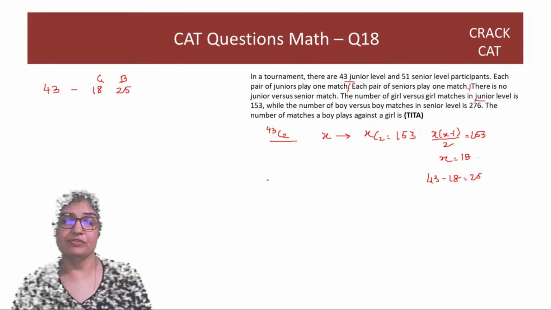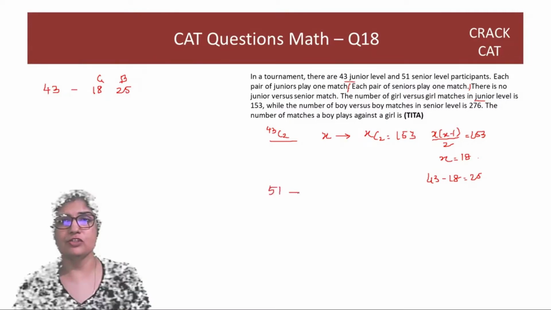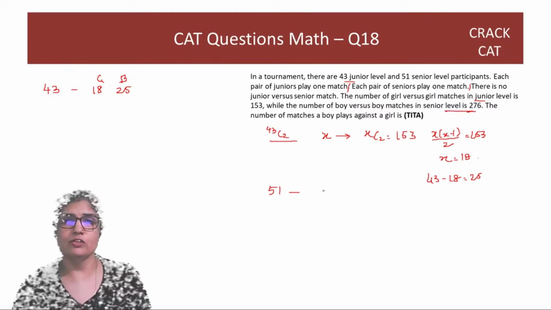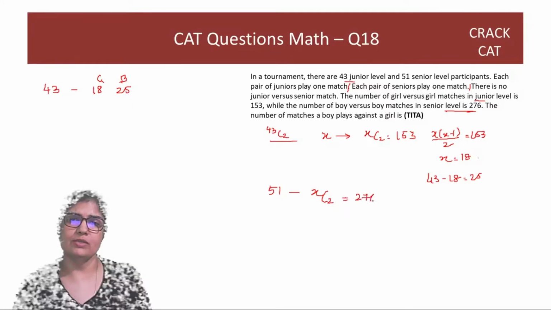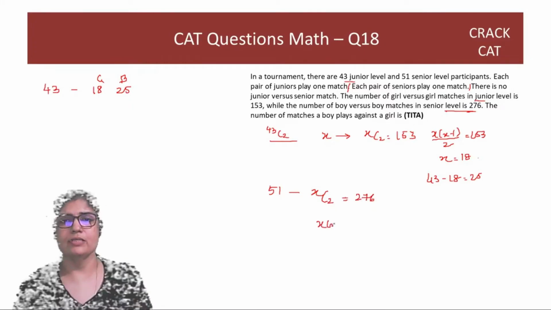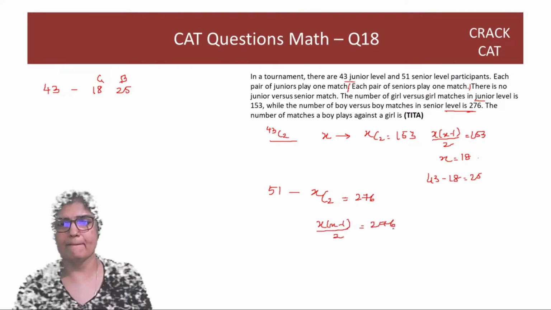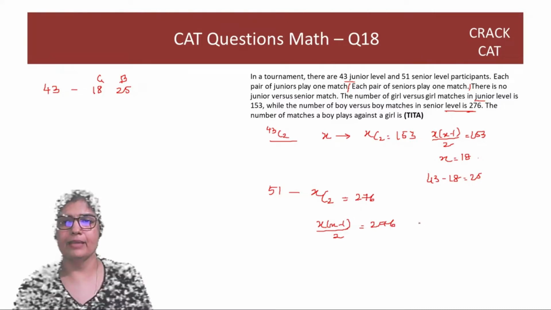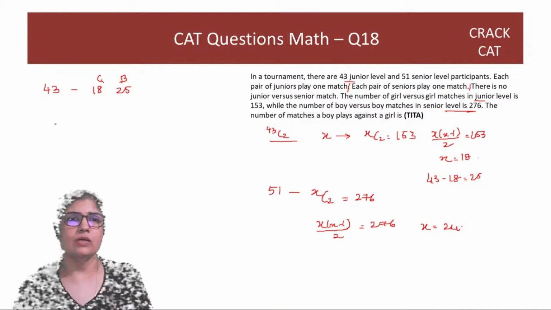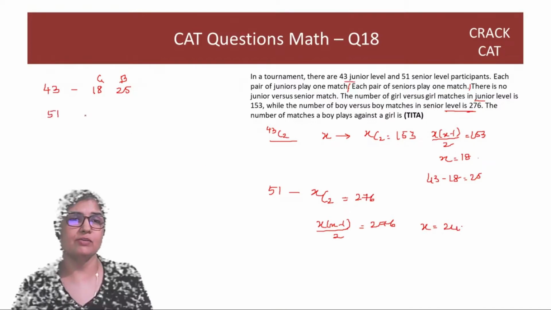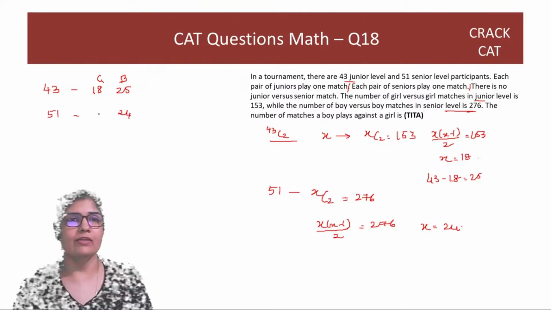Great. Now 51 is the total for seniors, out of which boy versus boy in senior level is 276. So similarly we can say XC2 is equal to 276. So X into X minus 1 divided by 2 is equal to 276. And hence we'll get X is equal to 24. So coming back to 51 seniors, the number of boys is 24 and the number of girls is 27.